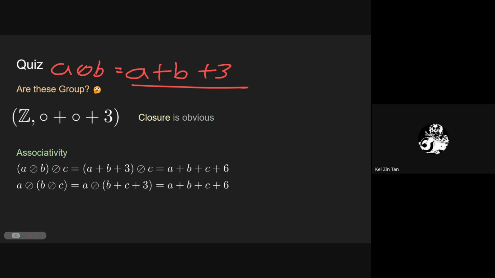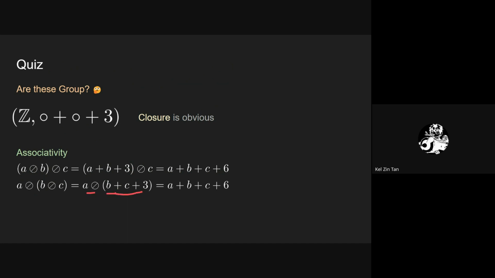We write it out explicitly, right? A slash B slash C. If we do the front part first, then we get A plus B plus 3 first, and then we treat this as an element, and we put this part inside, these two parts inside. Then we get A plus B plus C plus 6. The other direction is still the same thing. So you put it as two elements, and then you put this part here and that part here, and then you get that this is the case. So we get that this is associative.